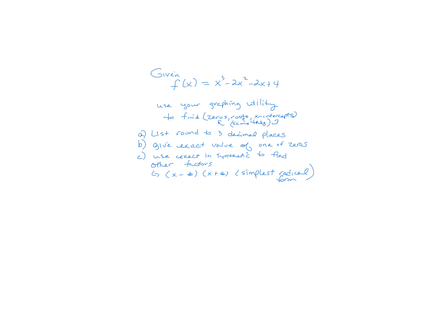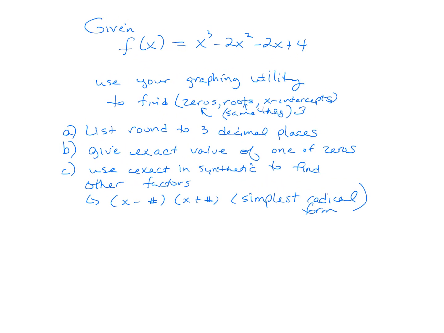In WebAssign tonight, it's going to ask you to have 3 parts for like number 6 and 7. It's going to say list and round to 3 decimal places. It's going to say give exact value of one of the zeros. And it says use exact in the synthetic to find the other factors. So what this is going to tell me is my roots are going to be radicals. So let's try this one, and then I'll show you how you're going to enter this into WebAssign.